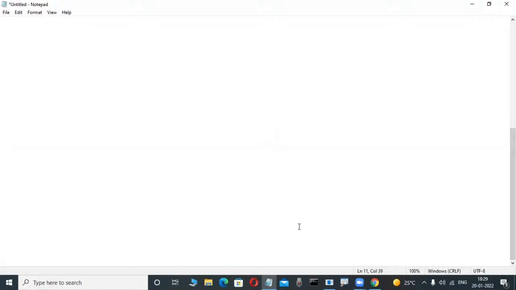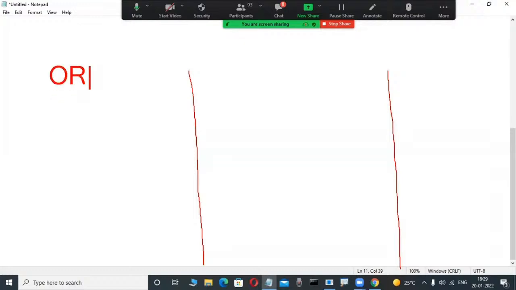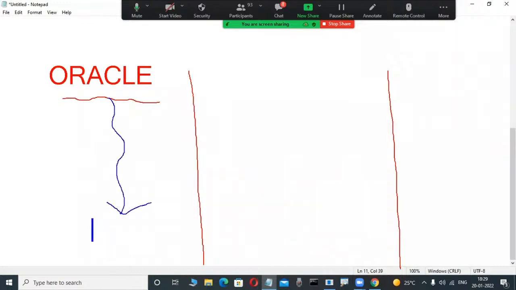Suppose, for example, slowly, concentrate for 5 minutes. I am working in a company, and I am working on an Oracle project. Oracle is a relational database product. If I want to operate this relational database product, what do I use in my company? SQL is a language that I use.